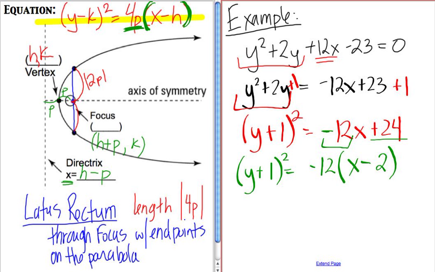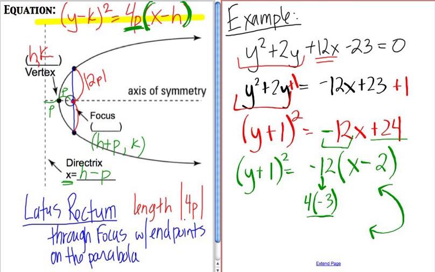So I now have my equation in standard form. I could go even further and change 12 into 4 times negative 3, because now I see my p-value of 3, or negative 3. So 3 will be my distance to those things. Since it's negative, this parabola will actually open left, to the negative direction. So whenever p is negative, you want to think of pointing your parabola in the negative direction.